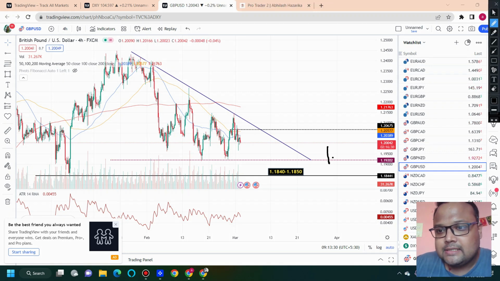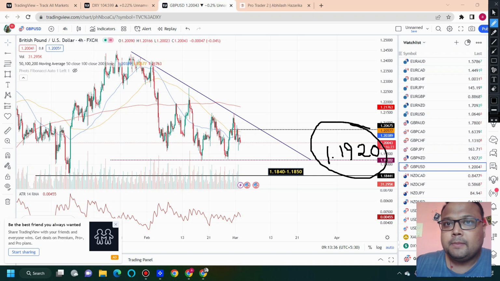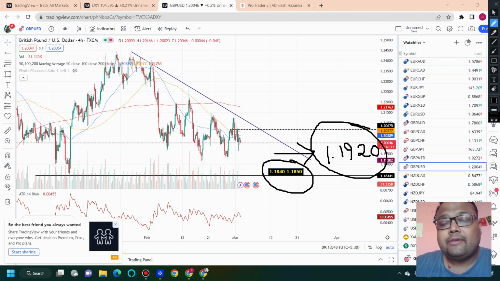The next support on the chart of GBP USD is around 1.1920. But as the market is forming lower highs, there's a high chance that the market will break this support here. If the market breaks this support, we can look for a sell position, but you should be exiting by 1.1850. Usually we get to see a big sell.